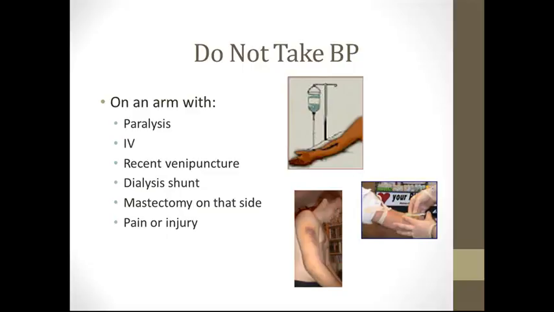So what are some instances where we do not take blood pressures in certain arms? If a patient has paralysis or a stroke on one side, we would not take a blood pressure. We would not take a blood pressure in arms with IVs or recent venipunctures, especially if they are on anticoagulation therapy such as Coumadin or Lovenox.